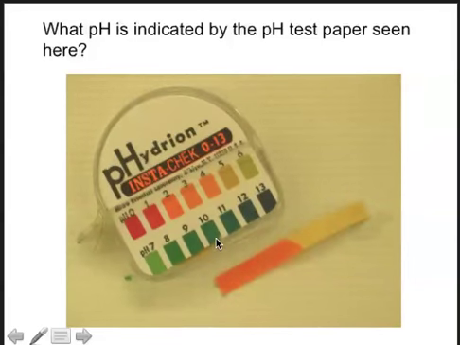What is the pH indicated by the test paper here? And the answer would be 2. Okay, this is the part that was dipped in the solution. This is the part that remained dry.